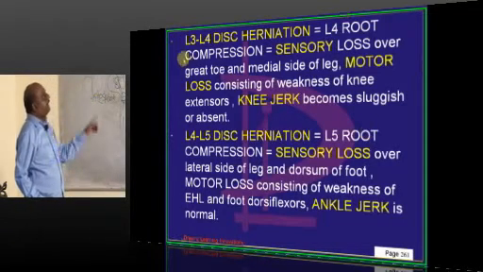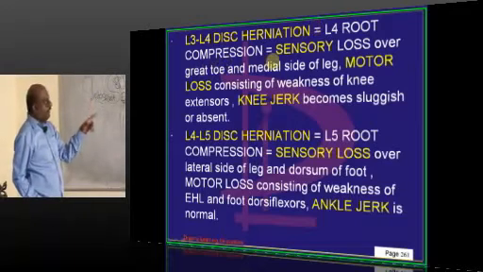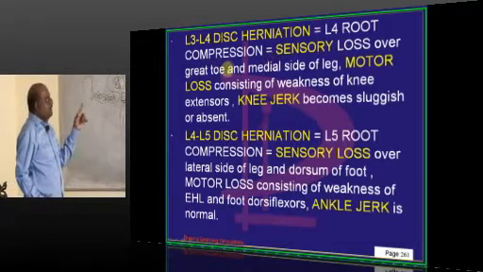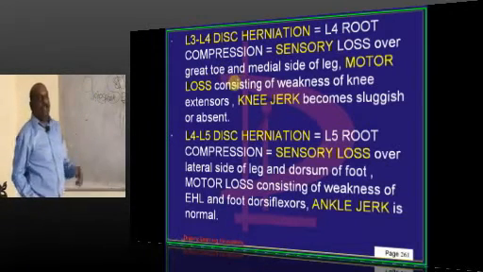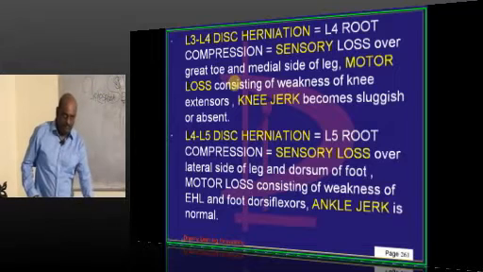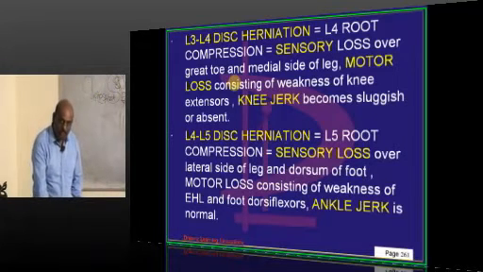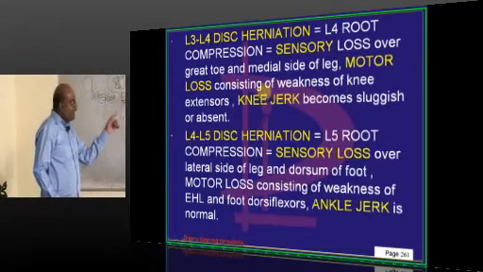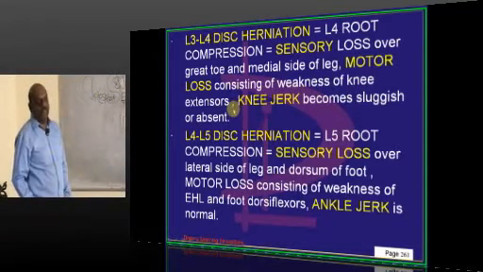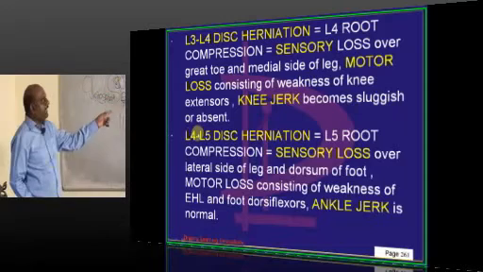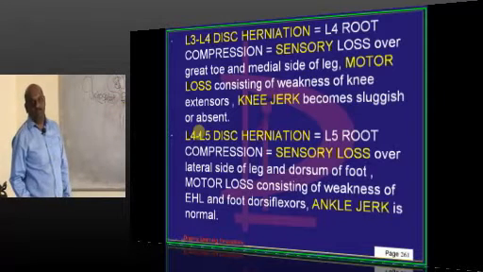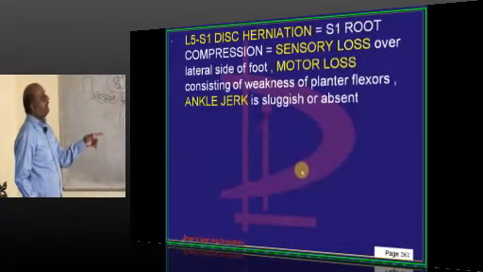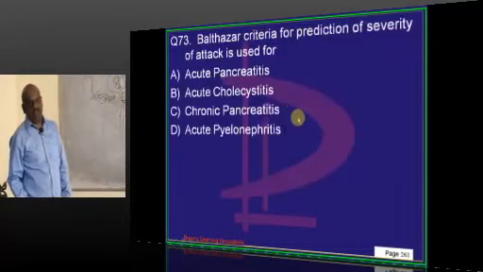So L3, L4 disc herniation causes L4 root compression. Sensory loss is along the great toe and the medial side of the leg. Big toe medial में होता, lateral में होता, middle में होता, medial side of the leg. Motor loss will be the extensors of the knee, and the knee jerk becomes sluggish or absent in L3, L4. Similarly, L4, L5, then L5, S1. I leave the literature for you.